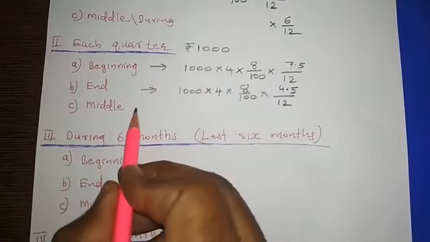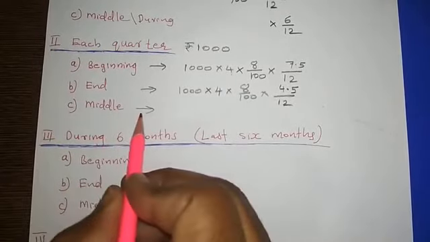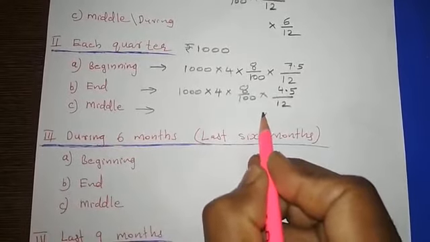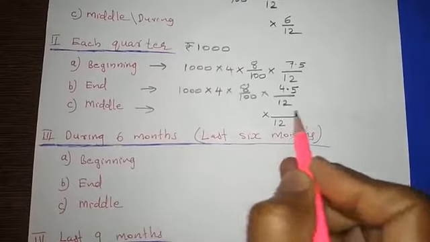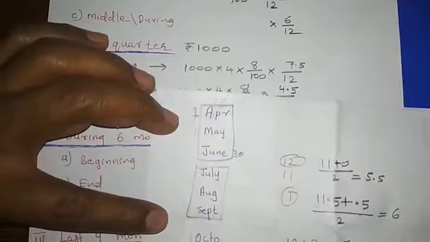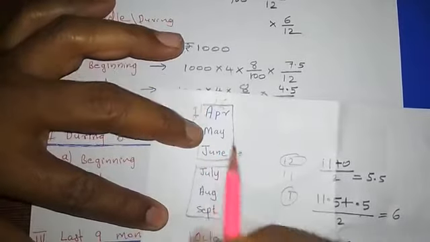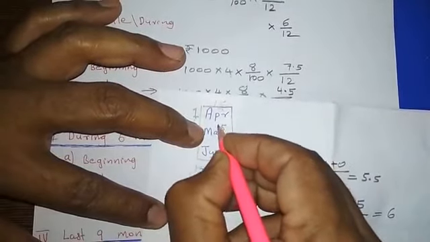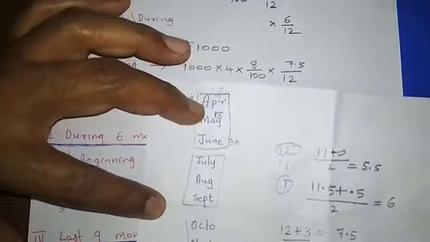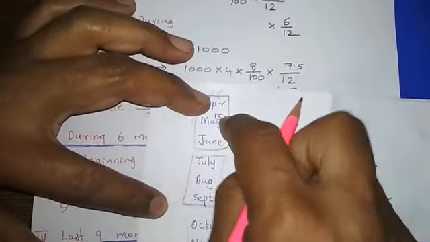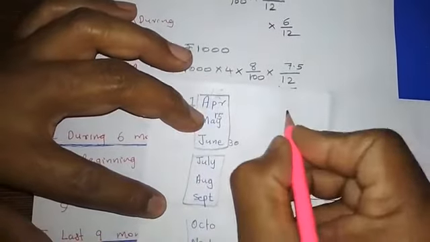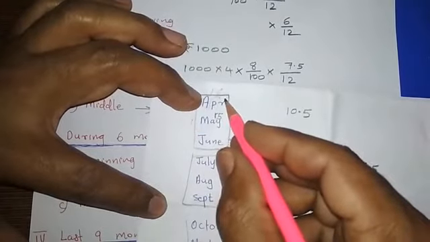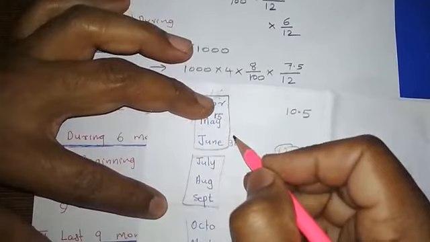Now if the drawing is made in the middle of every quarter, then this part will be the same, 1000 into 4, 8, and the average time will be out of 12. Then the average time we can see. Middle of each quarter, so in this one quarter, the middle means the drawing is made on May 15th, correct? The drawing is made on May 15th. So from May 15th, how many months are remaining up to 31st March? That will be 10.5, because 1.5 is over. April full is over and May 15 also over.